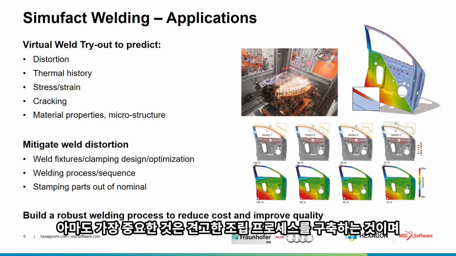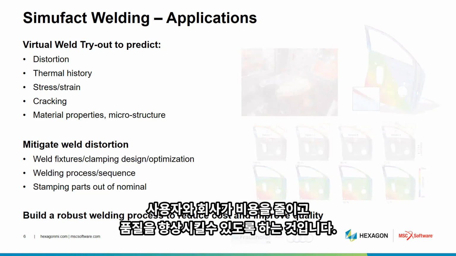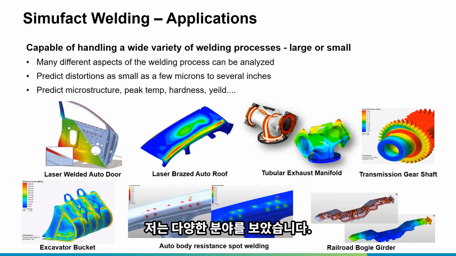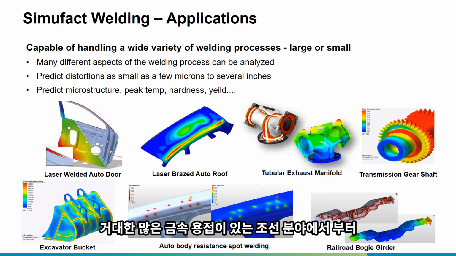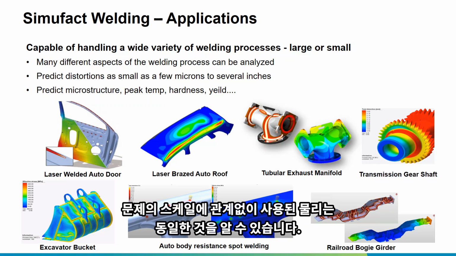Finally, and perhaps most importantly, it's all about building a robust assembly process that enables the user and the company to reduce cost and improve quality. In the several years that I've been doing this, I've seen a wide range of applications, from very large shipbuilding applications with many, many meters of welds, down to something where we were doing a laser spot weld of a 300 micron diameter tube with a 50 micron diameter wire inside. And you know what? The physics is the same across those scales.